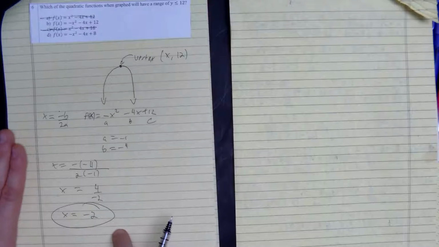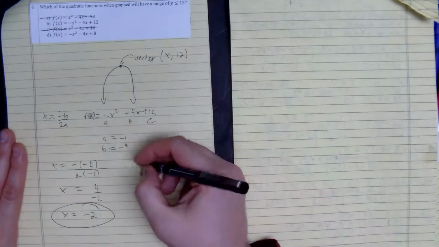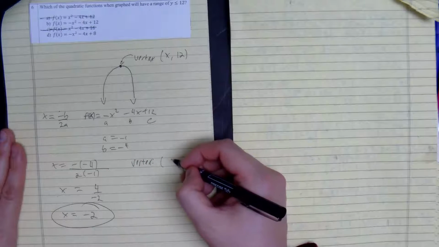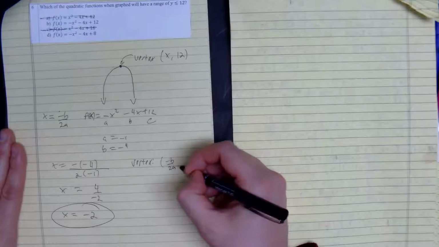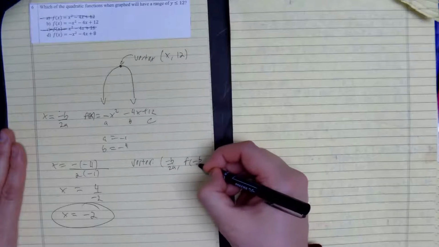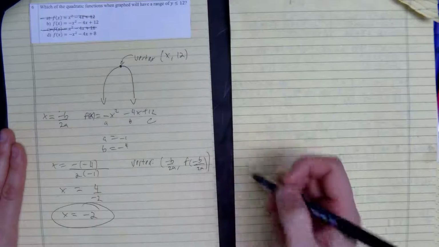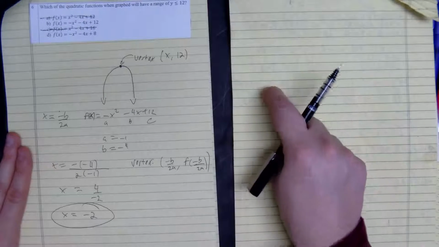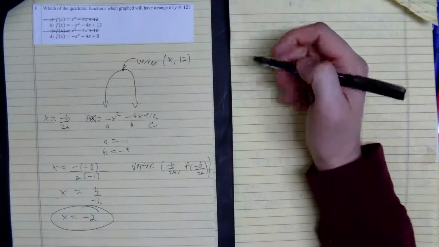And now we plug that in to find the other coordinate, because the vertex is defined by negative b over 2a and the function of negative b over 2a. So if we plug that into the equation, I'll just do it over here. Sorry about that, I had the last one.